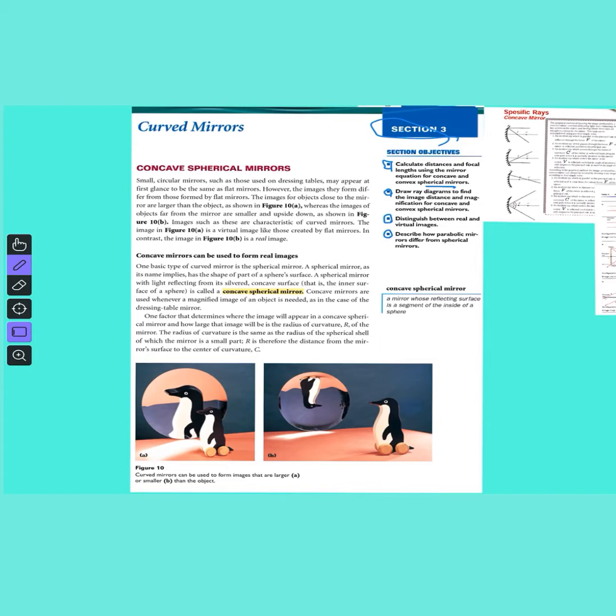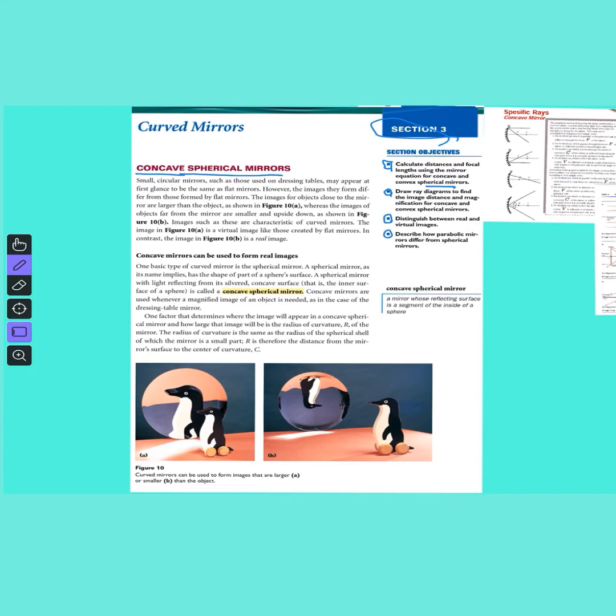Okay, let's get started with the first, curved mirrors. In the previous section we said we have three types of mirror. First one, the flat mirror, and we explained all the properties of the flat mirror. Now we are in the second type of mirror, which we call the concave mirror, or concave spherical mirror. We can say concave mirror.